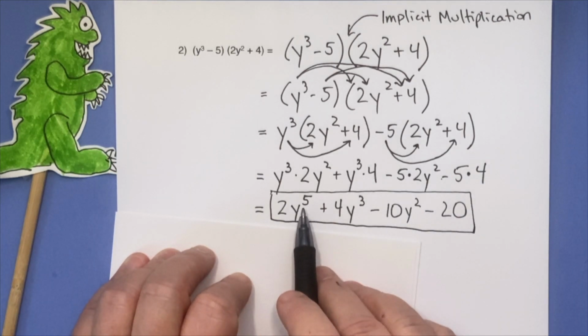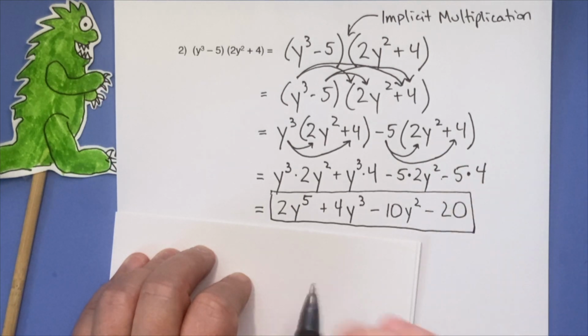This is, again, y to the 5th, y cubed, y squared. So the exponents are going down as we go along, left to right.